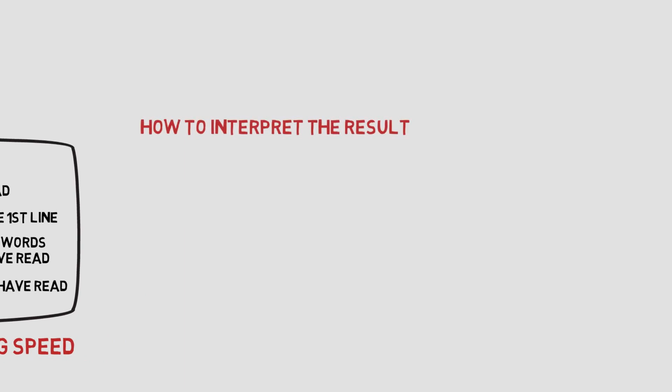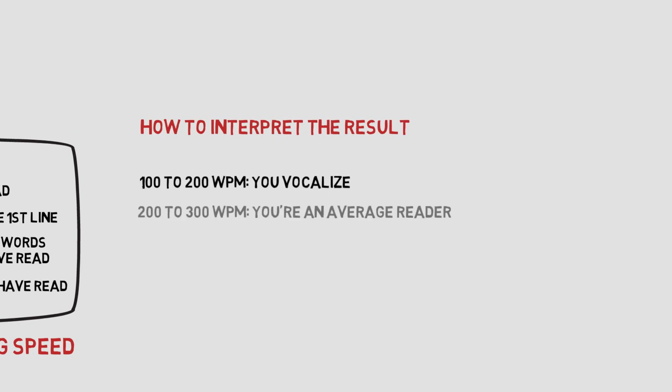And how to interpret the result? Between 100 to 200 words per minute, you vocalize. You read just one word at a time at approximately the same speed as you normally talk. From time to time, you move your lips while you read. You vocalize while you read and speak the words inwardly while you talk. Between 200 to 300 words per minute, you are an average reader. You vocalize a little bit, but you can read several words at once. Most people read at this average speed.